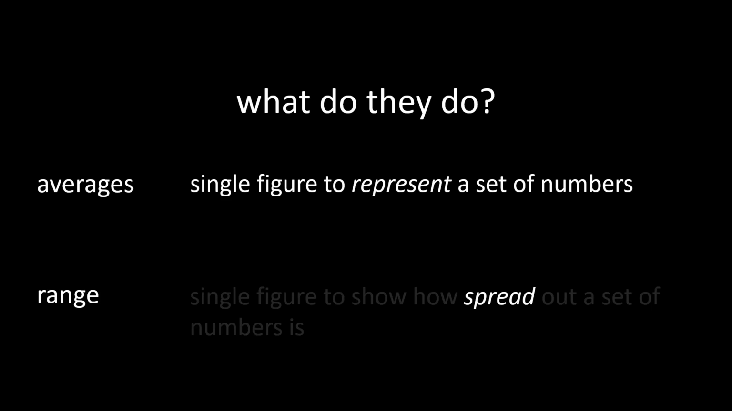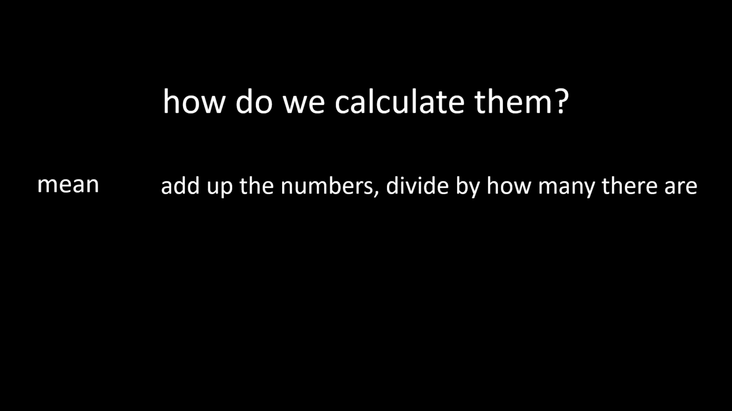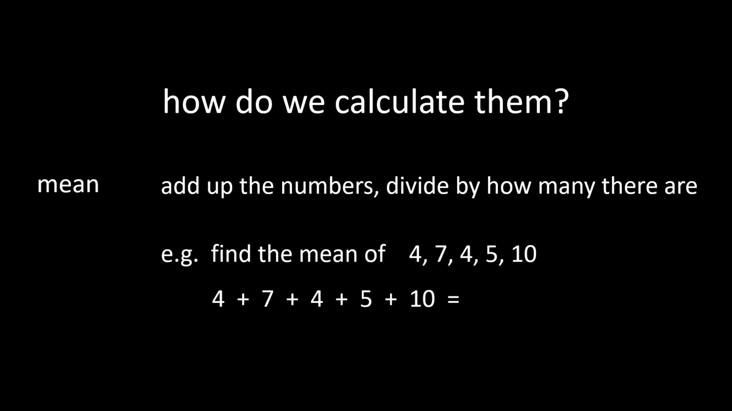And very often the range is referred to as the spread. Okay, so next up, how do we calculate them? Well, the mean is the average that most people have heard of and will have come across. And the way we do that is we add up the numbers and we divide by however many numbers there are. Let's have a look at an example. Find the mean of 4, 7, 4, 5 and 10. So step 1, add up the numbers. And if you add those up, you get a total of 30. And the mean is 30 divided by however many numbers there are. And there's 1, 2, 3, 4, 5 of them. So the mean is 30 divided by 5, which is 6.